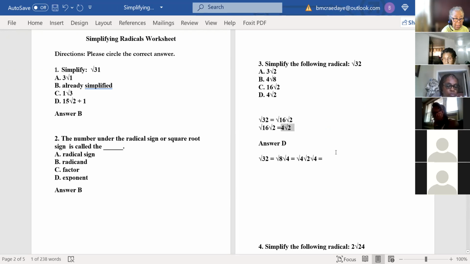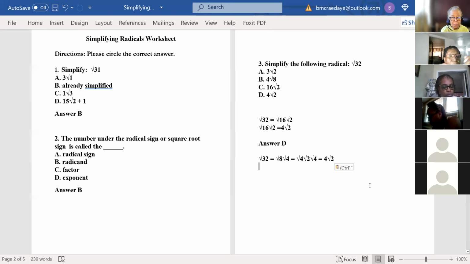Got it? So you can do it like Vanessa did. She started with her biggest number that has a perfect square root. That was the 16. But you could do it like this, 8 and 4, but then the 8 has to be factored into 4 and 2. So now you have perfect square root 4, perfect square root 4, 2 times 2 is 4, and then the square root of 2.